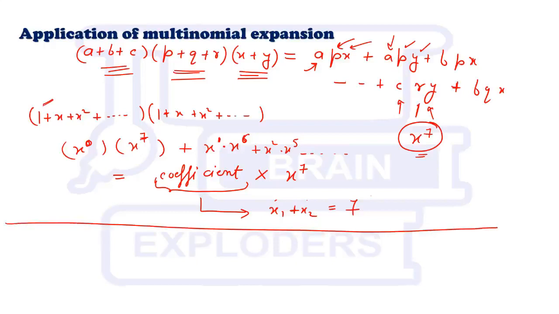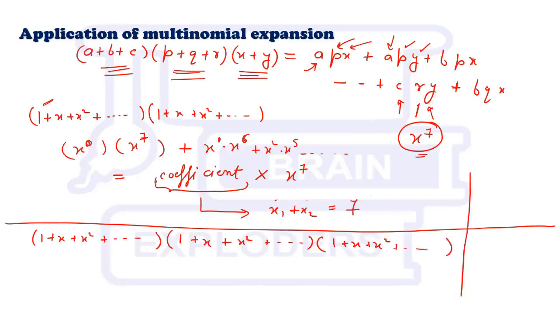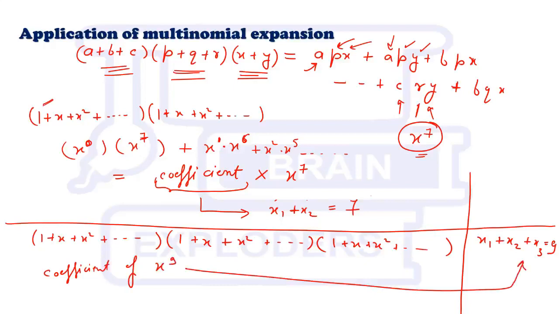Similarly, if we take another series, like 3 series in multiplication with each other, suppose we have to find the solution of x1 plus x2 plus x3 is equal to 9. So in this case, the coefficient of x raised to the power 9 will be the number of possible integral solutions of the equation.